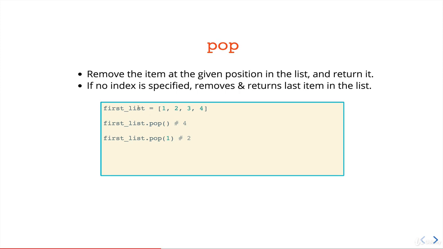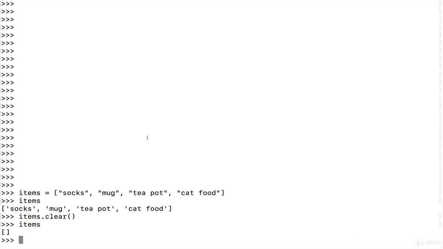But if we had our first list, 1, 2, 3, 4, and we just run .pop without specifying a number, it removes the last item by default, which is 4. So the list looks like 1, 2, 3 at this point. Then if we run pop again, but this time I pass in 1, that is saying please remove the item at the index of 1. So that would be 0, 1, which means 2. So let's take a look at some code.